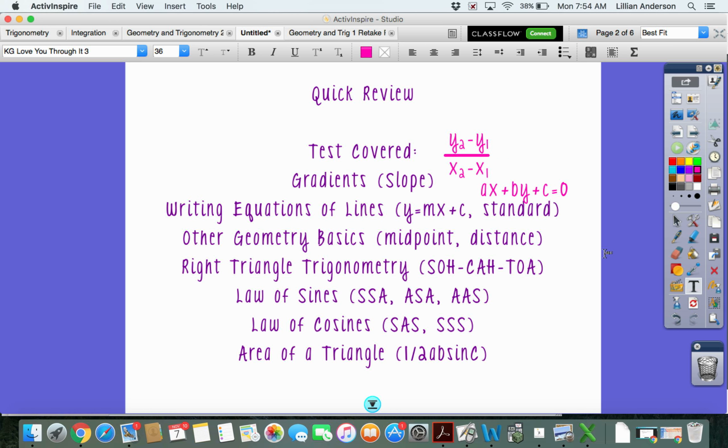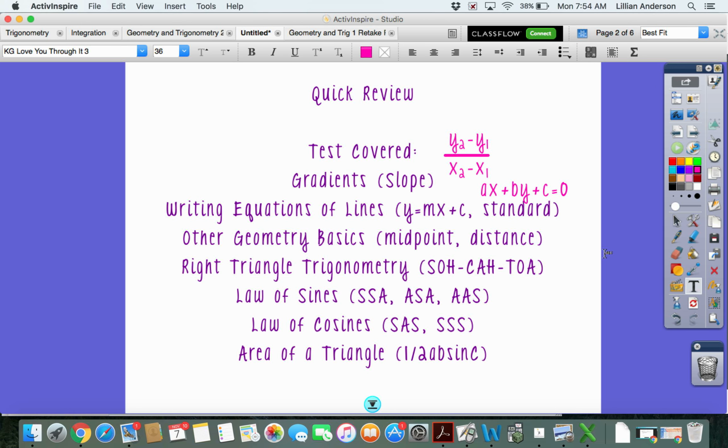Then the geometry basics like midpoint and distance, again, those formulas are in your reference sheet. Right triangles, trigonometry, sine, cosine, and tangent, SOHCAHTOA, that is used when you're trying to find a side length or an angle measure of a right triangle.